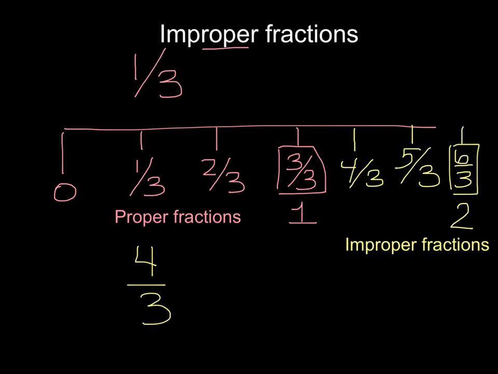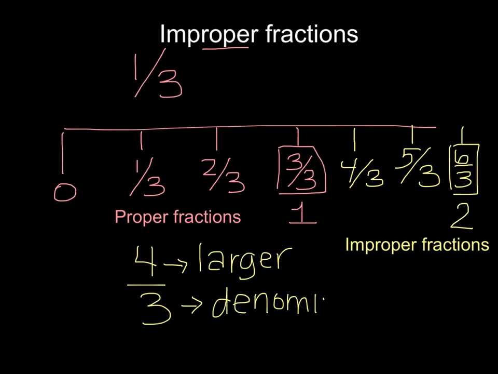Why are they called improper fractions? Let's take a look. So I'm going to go ahead and grab my 4/3 and write it right here. Now, to see if this is an improper fraction, I look at my numerator and I notice that it is larger than my denominator. And when that happens, this fraction is called an improper fraction. Starting to see the pattern?